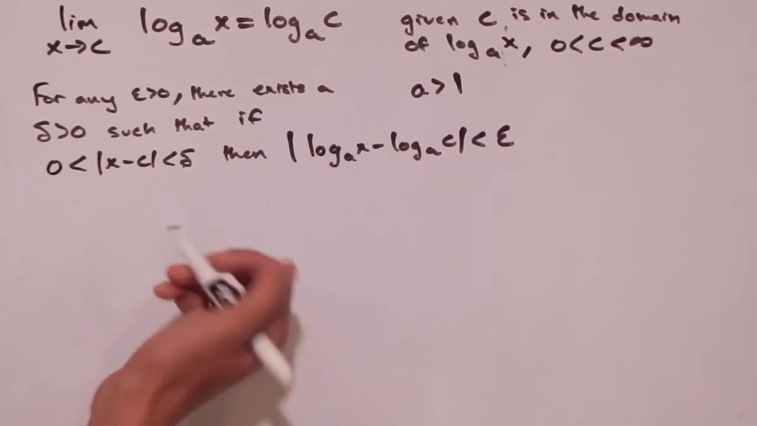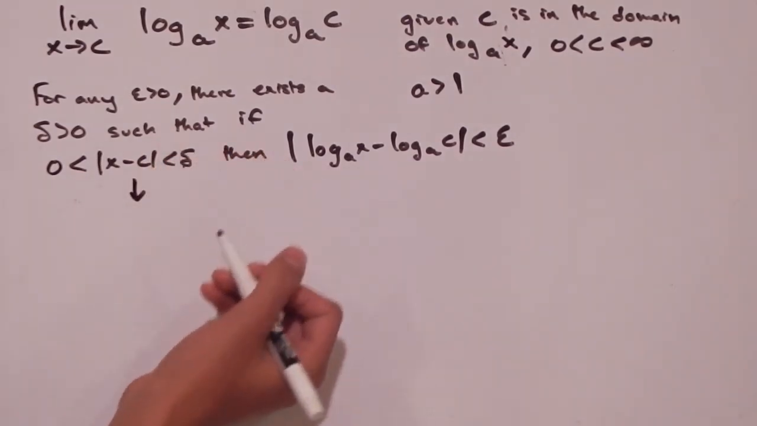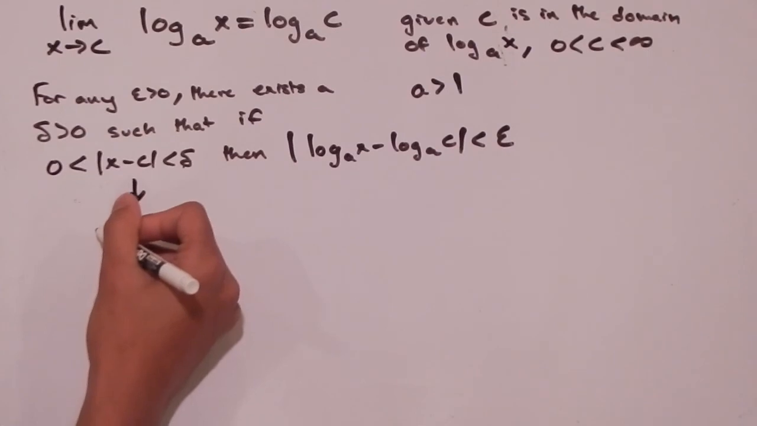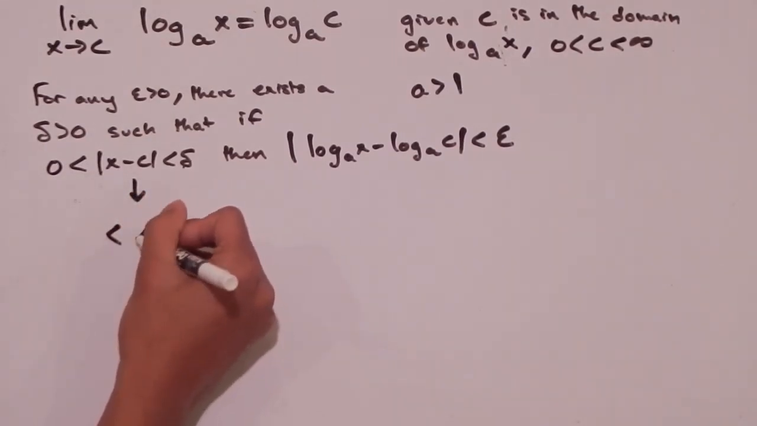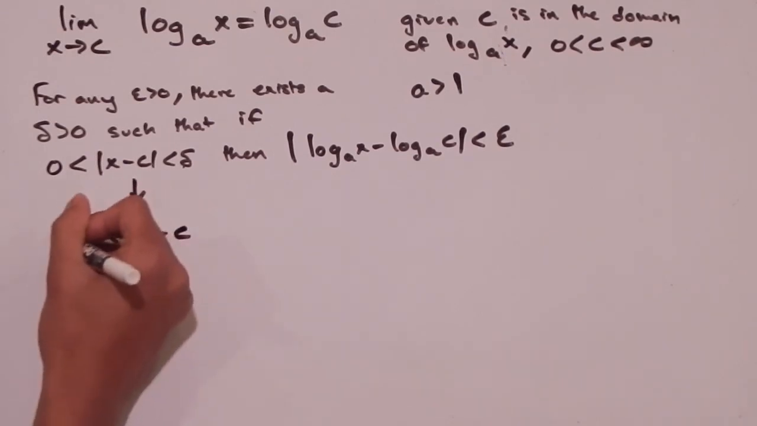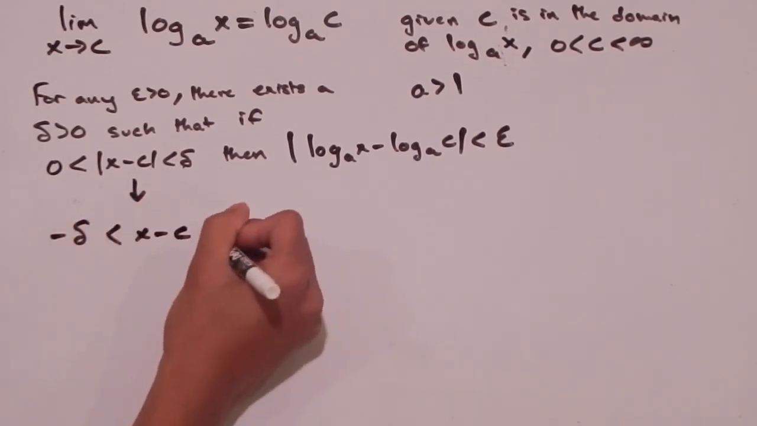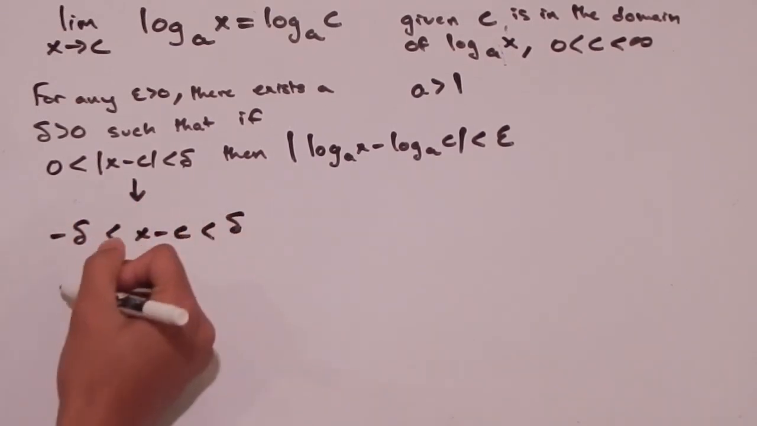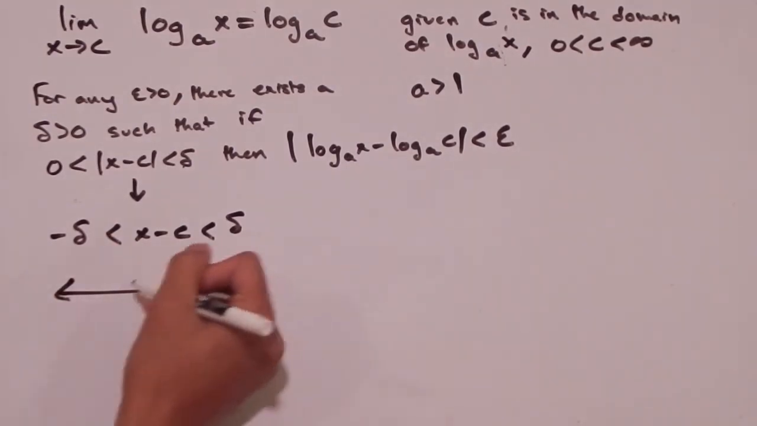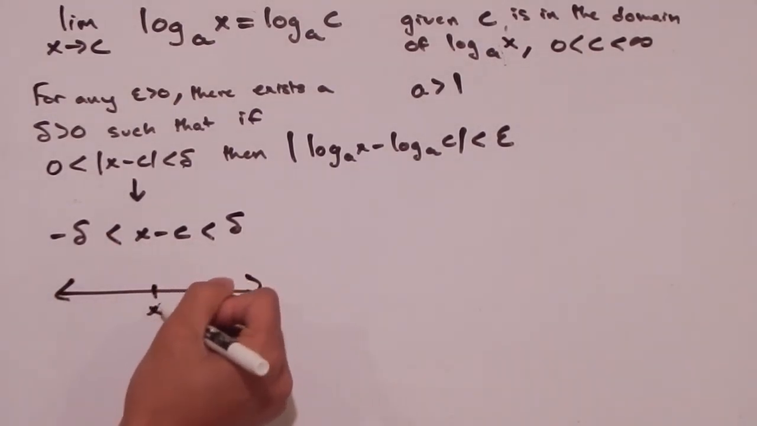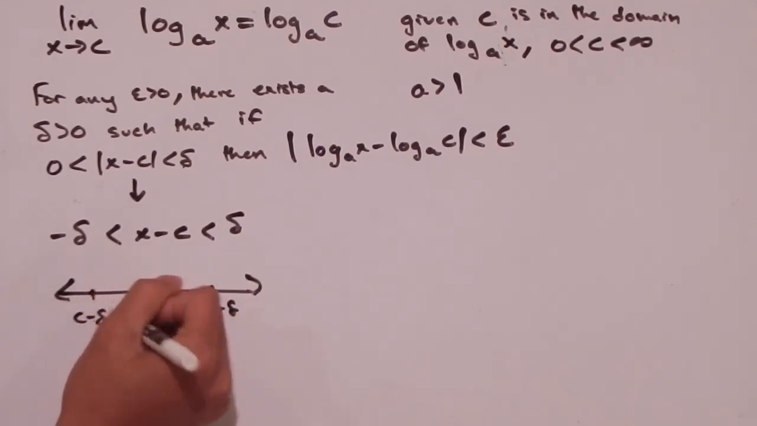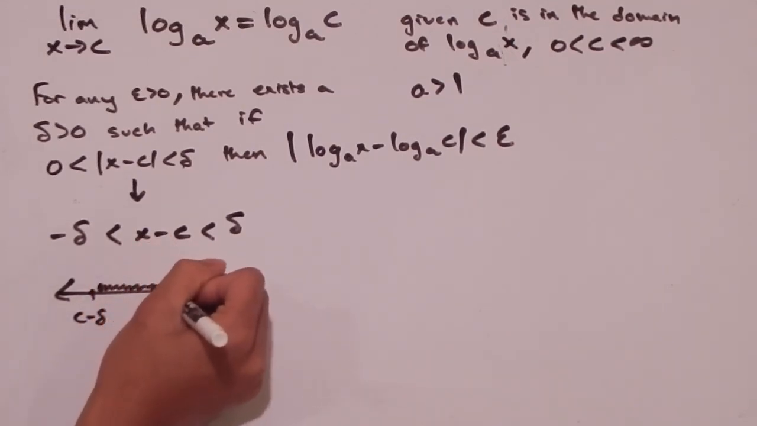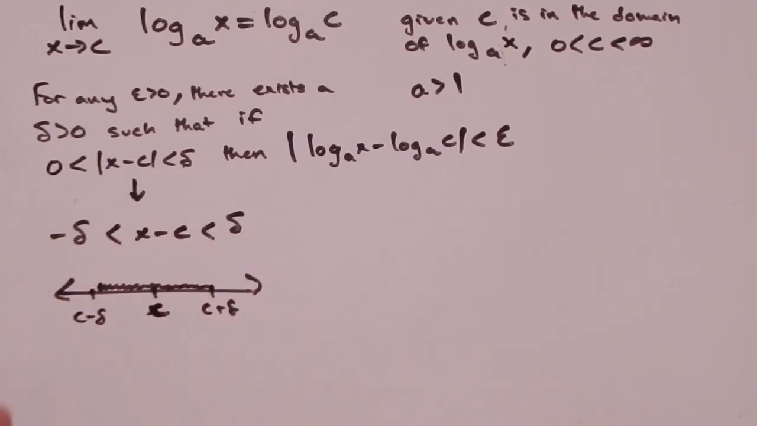So what we're going to do is rewrite this inequality right here. And these aren't actually the same inequalities, because this next one's going to include the point where x equals c. But it's going to be x minus c is greater than negative delta and less than delta. And again, this looks like something like this, where you have c plus delta, you have c minus delta, and this includes all the x values in between c minus delta and c plus delta.